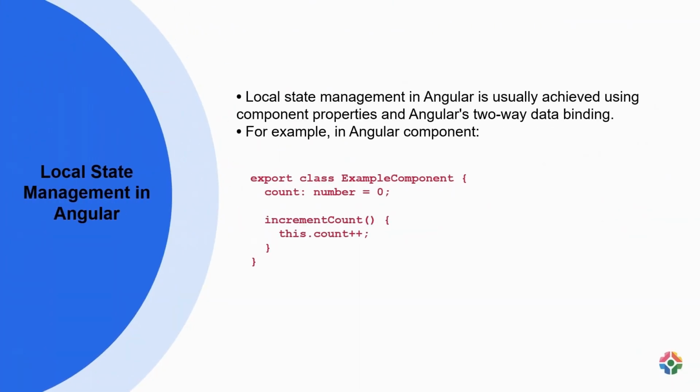Local state management in Angular is commonly performed through the utilization of component properties and Angular's two-way data binding. By defining properties within an Angular component, such as in the provided example where count is initialized to 0, developers can manage and manipulate the state of the component. The increment count method in the example increments the count property each time it is invoked, demonstrating how state can be modified within a component.